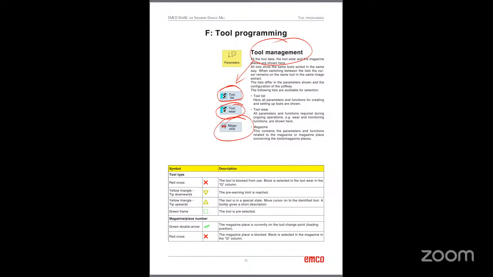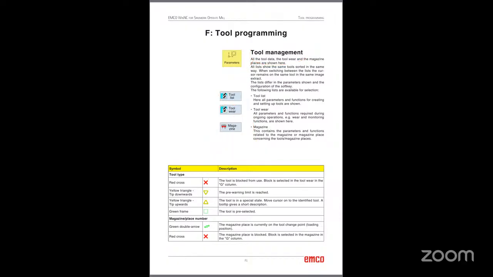So if you see a red cross, that means that tool is blocked. Okay, the machine is not using that tool. Then if there is a yellow triangle down, that means it will be reaching the tool wear limit, so we should change the tool. If you see this yellow triangle down, the next task is to change the tool.